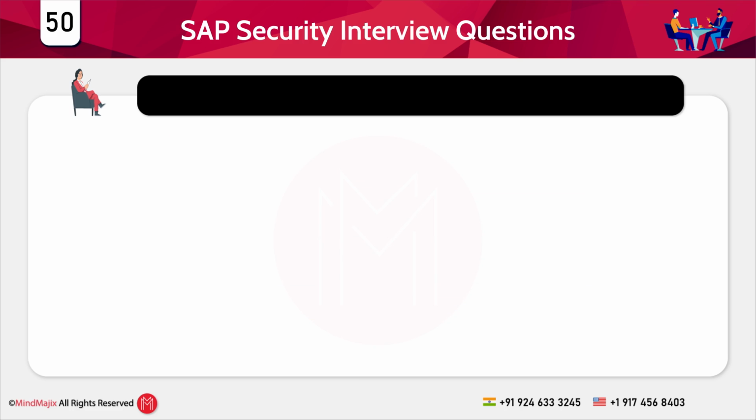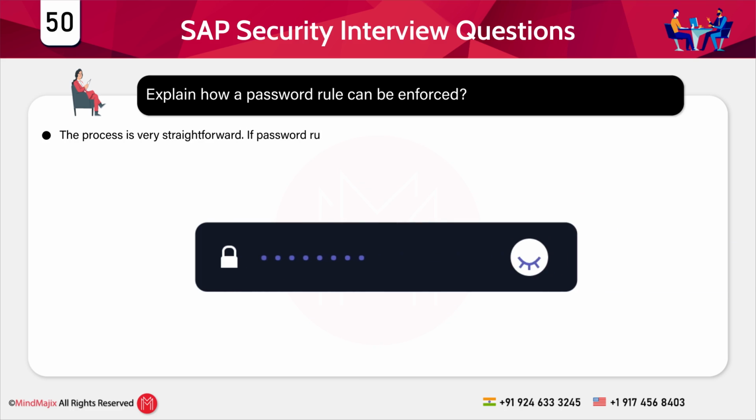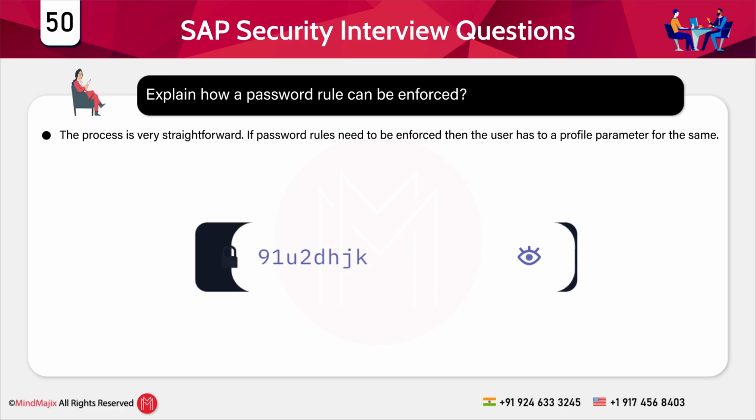The next question is, explain how a password rule can be enforced. So this process is basically very straightforward. If password rules need to be enforced, then the user has a profile parameter for the same. So if this parameter is used, then password rules will be applied automatically.